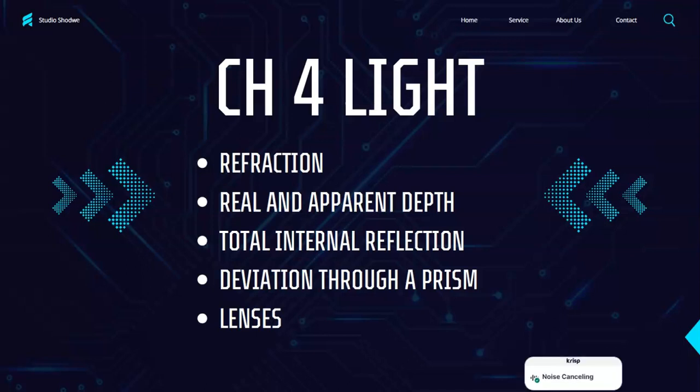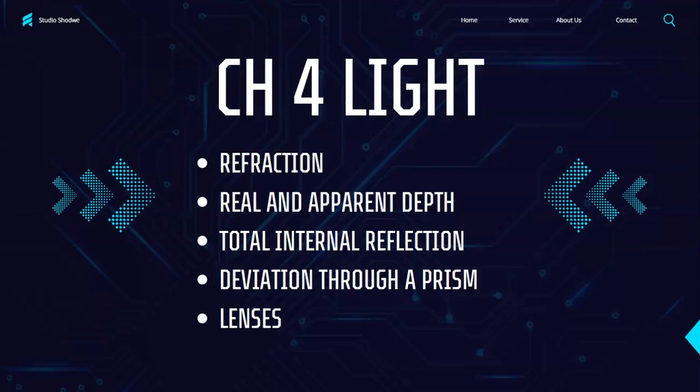The chapter Light consists of five huge units. The first unit talks about the refraction of light, that is, bending of light when it passes through a transparent medium. The second unit talks about real and apparent depth when an object is immersed inside any kind of liquid or even in air. The third unit talks about a special kind of reflection that is known as total internal reflection, which takes place within the denser medium.